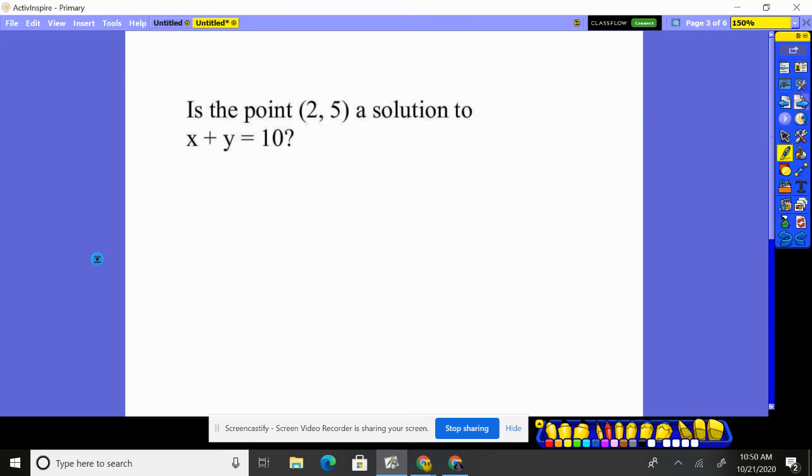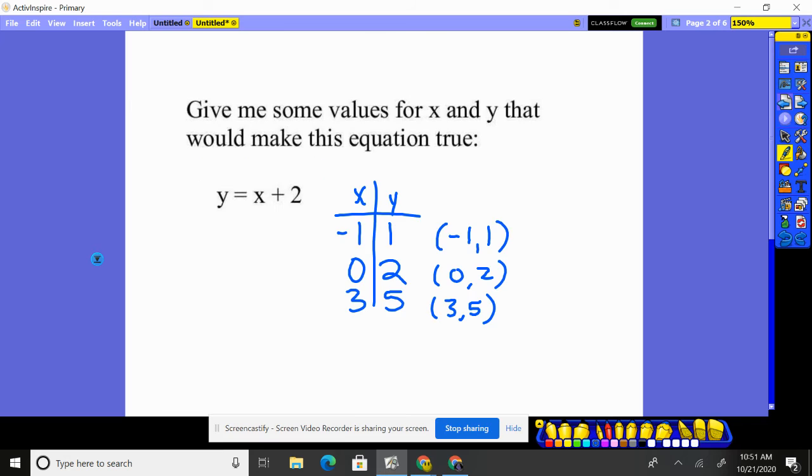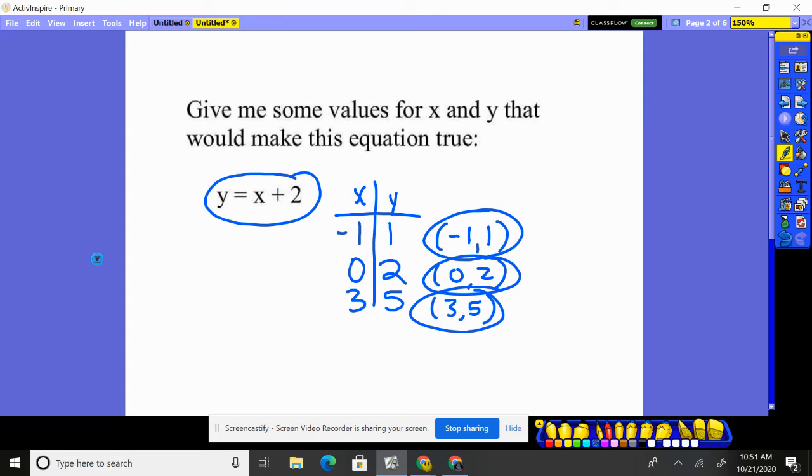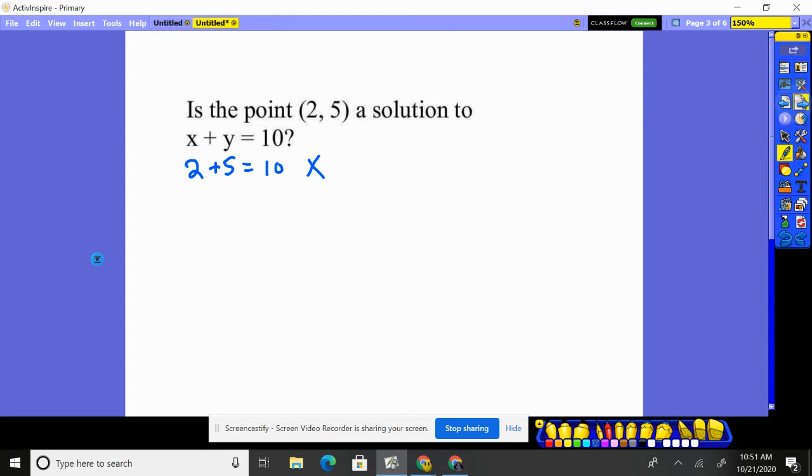Now, is the point (2, 5) a solution to x plus y equals 5? Well, if you plug in 2 plus 5, does that equal 5? No. (2, 5) is not a solution. Okay? These points that you and I were finding back here, that's a solution to that equation, as is (0, 2), as is (3, 5). Those are solutions to the equation.